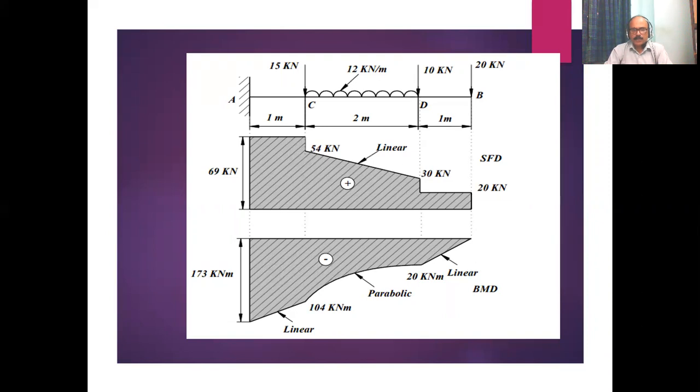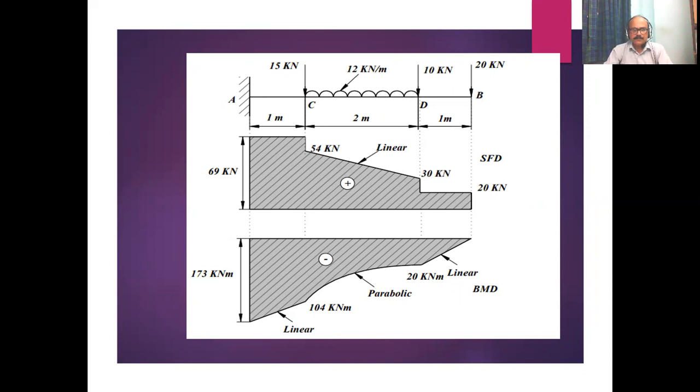So 20 kilonewton upwards is marked. Then up to point D, there is no other load acting, therefore it is constant. Then again at D, we have a downward force of 10 kilonewton. Right downward is positive, therefore to that 20, it adds another 10. So at point D, it will go up by another 10, totally 30 kilonewton at point D.